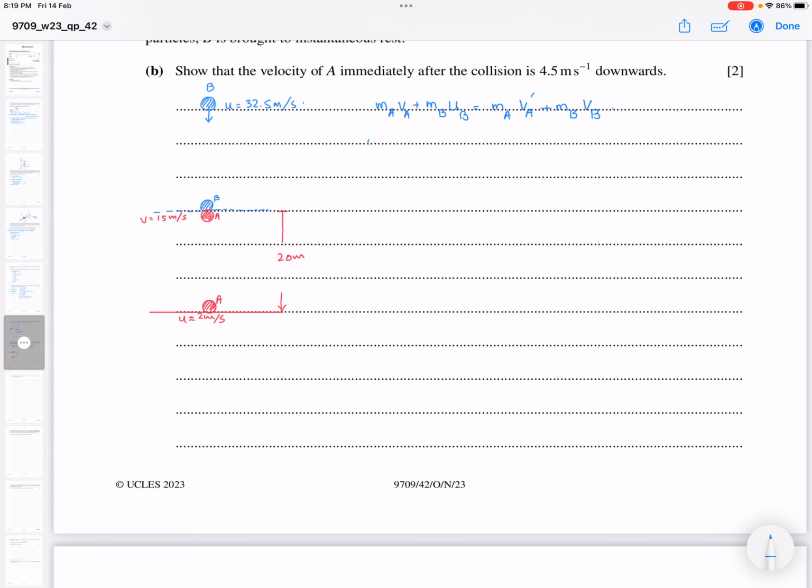So MA is 0.5, VA is 15, plus MB is 0.3, and UB is, I'm writing minus 32.5. I'm taking minus because it's coming downwards. And MA again 0.5 times V prime A. As I told you, V prime is the velocity after collision. So plus MB, which is 0.3, times the velocity of B, which is 0. So that part would be gone.